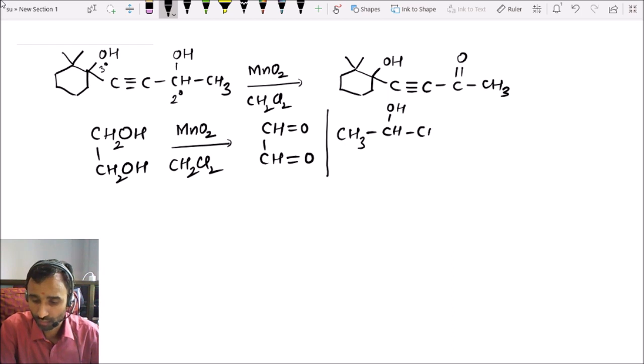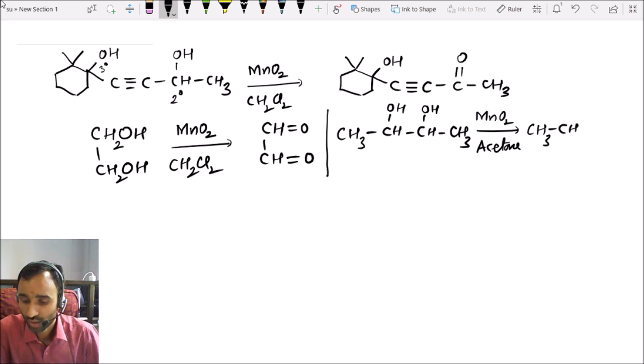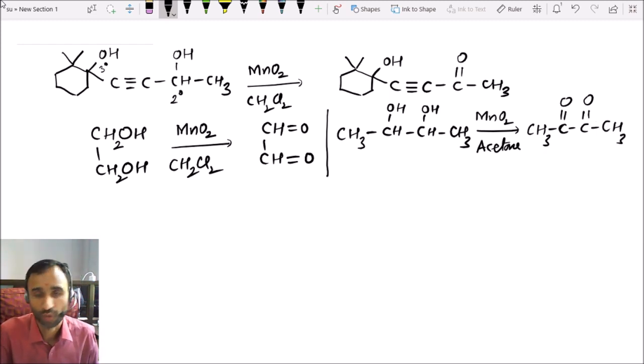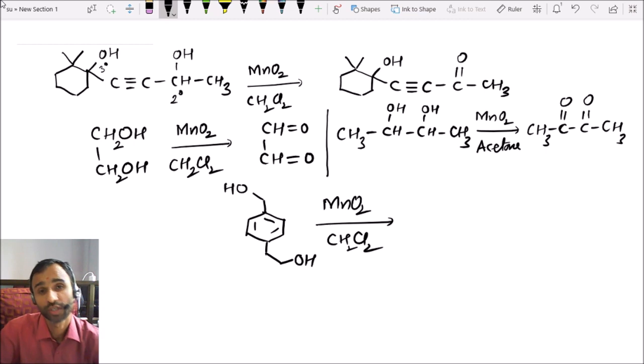Even if we have a compound like this in the presence of MnO2 in an inert solvent, let us change the solvent to acetone. I'm just writing it so that you have practice. So CHOH is changed into C double bond O, C double bond O, which means dicarbonyl compounds are formed. This is a repetition, just a revision.